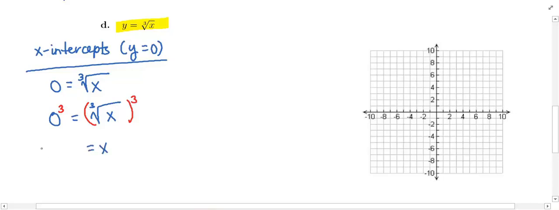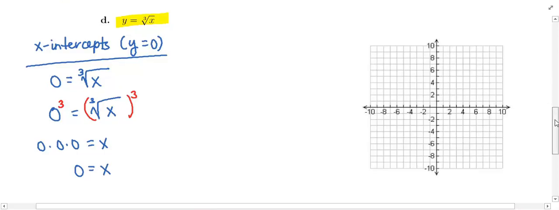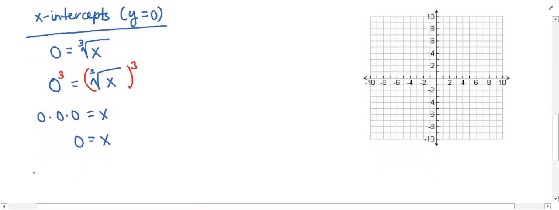The left side is going to be 0 cubed. That means 0 times 0 times 0. That's just 0. So you're going to get that there's one x-intercept, and it is 0. Let's write this down as an ordered pair. Here, the x value is going to be 0, and we know for any x-intercept, the y value is going to be 0. So the origin here is the x-intercept.